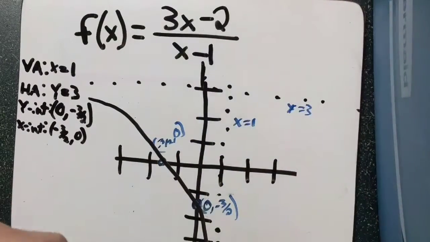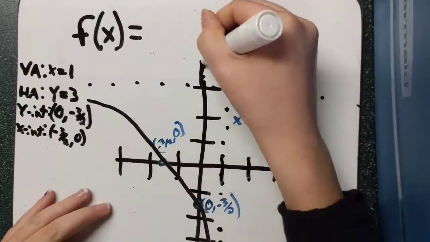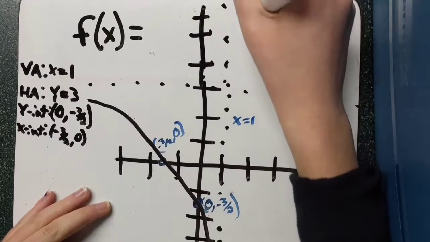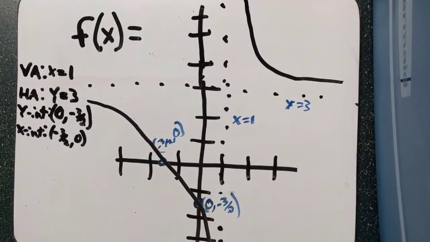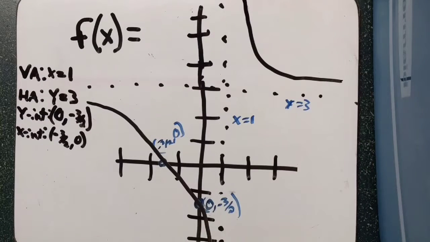This equation is in the way. We'll get rid of that for the time being. The curve would go right like this. You just kind of mimic what this one looks like for up here. So now you've graphed your hyperbola.